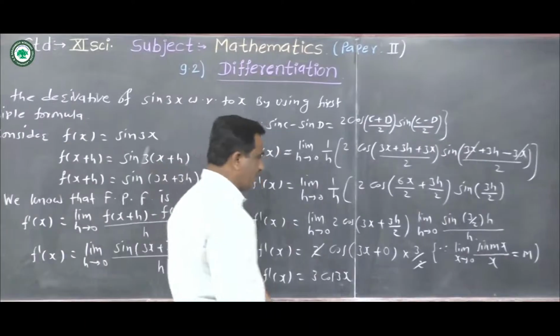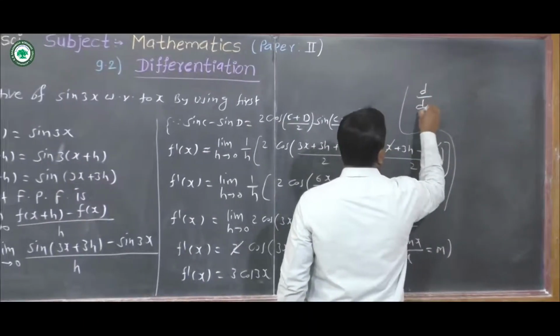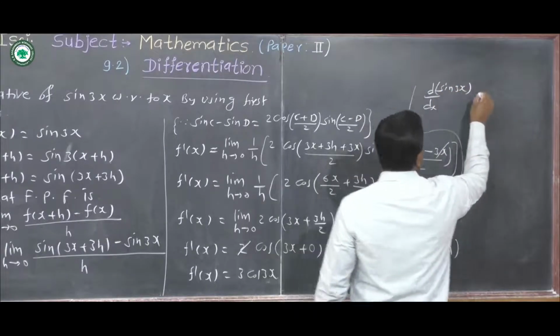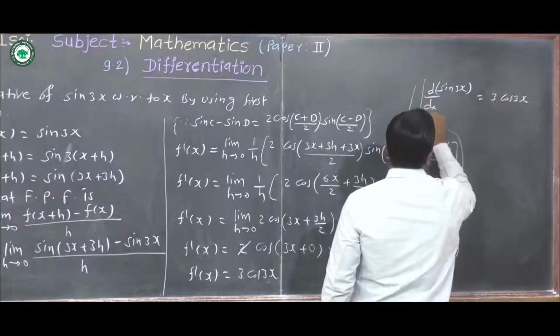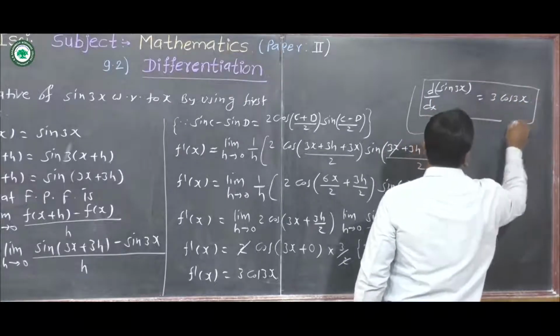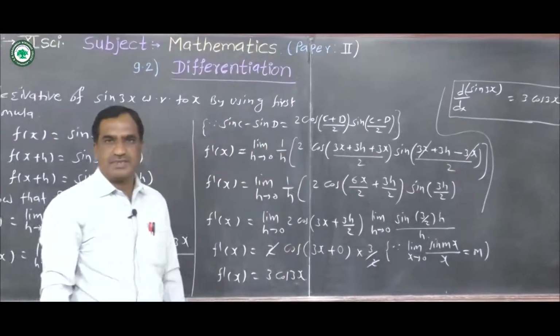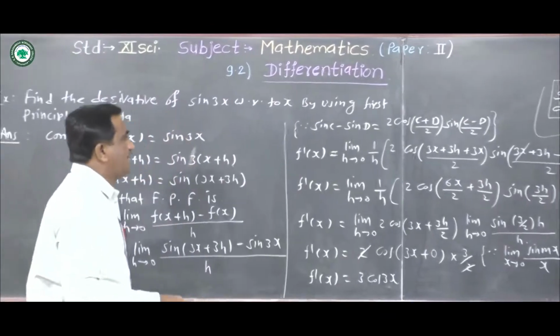Therefore, we can write here d by dx of sin 3x is equal to 3 into cos 3x. F dash of x means d by dx of sin 3x equal to 3 cos 3x. Okay, now we see next example here.